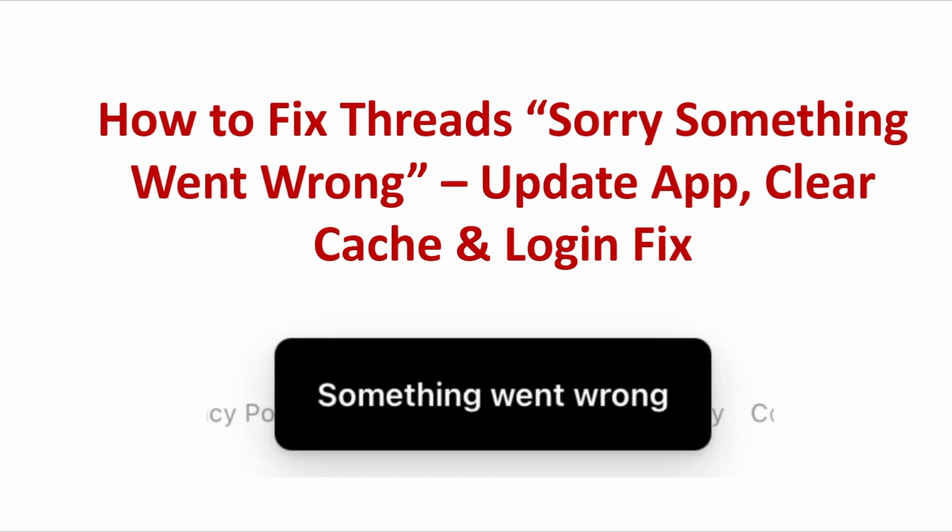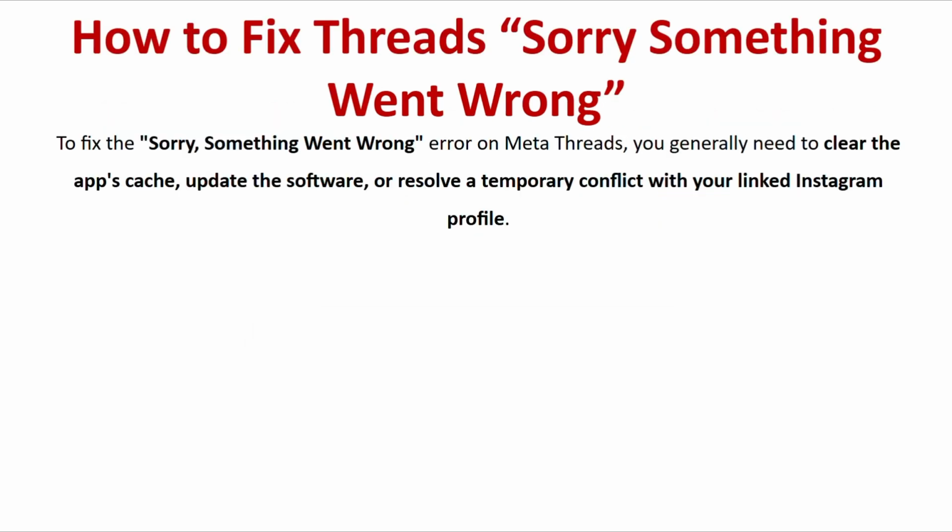Today in this video, we are going to see how to fix Threads "Sorry, something went wrong": update app, clear cache and login trick. To fix the "Sorry, something went wrong" error on Meta Threads, you generally need to clear the app's cache, update the software, or resolve a temporary conflict with your linked Instagram profile.